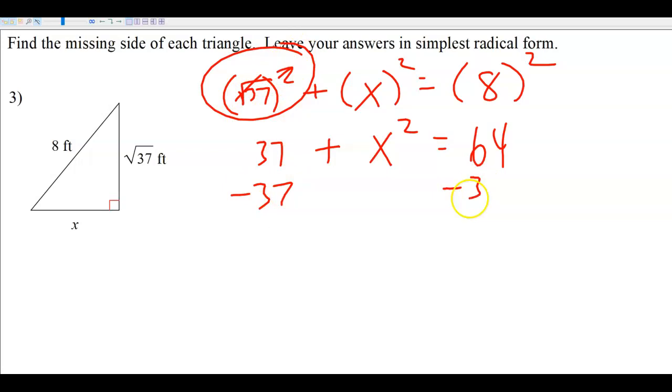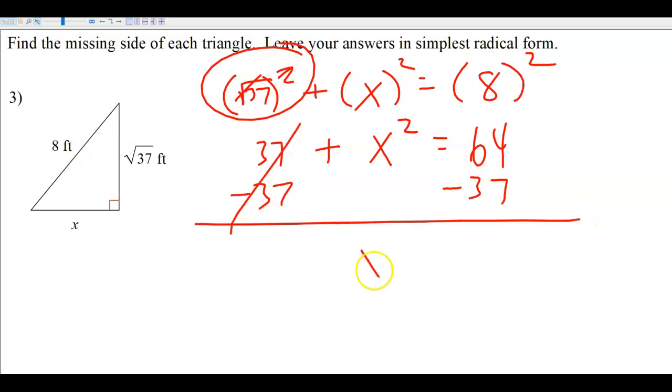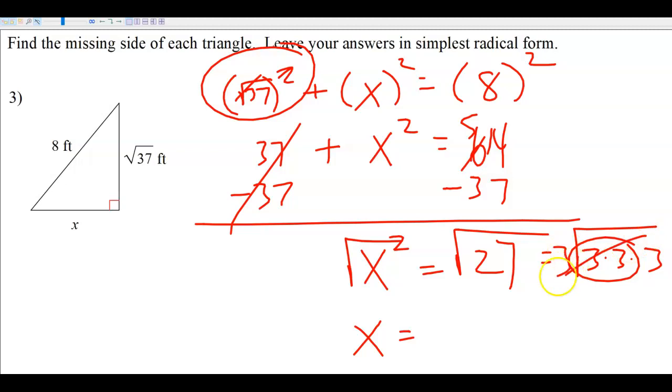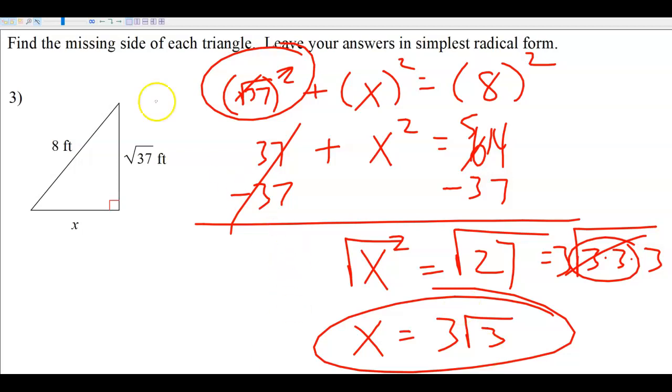So let's go ahead and solve for x now. Now I know that 27 is 3 times 3 times 3, and so a 3 can come out, right? And so my final answer here will be 3 radical 3 for the other leg on that right triangle.